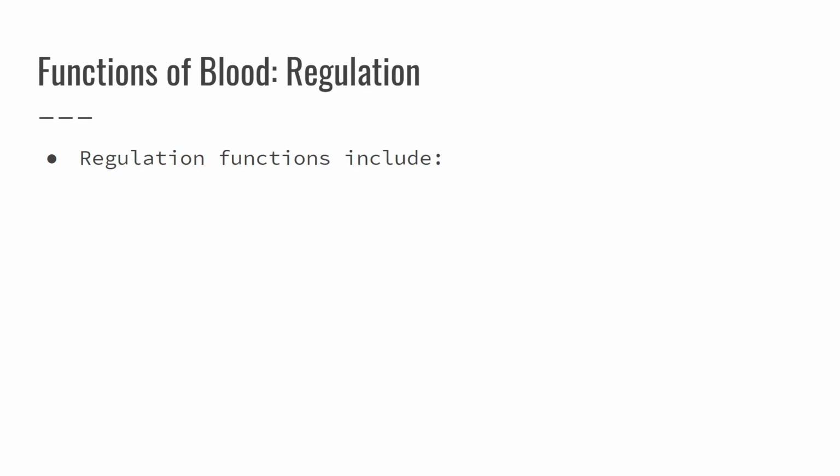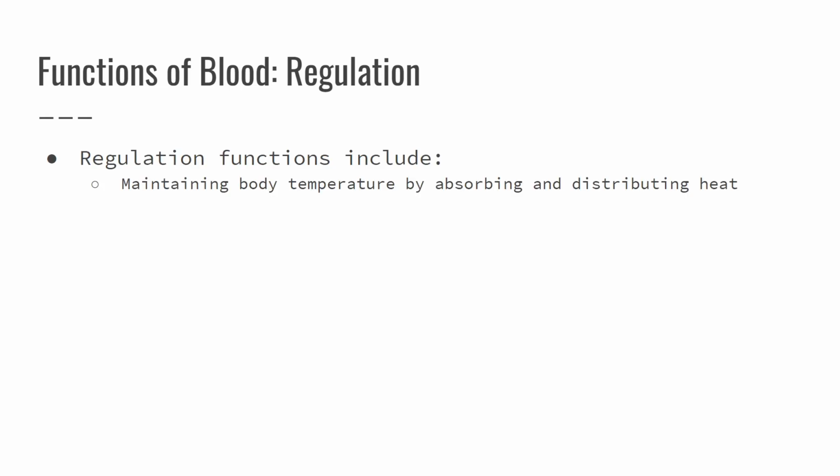All right, regulation. Regulation functions: maintaining body temperature by absorbing and distributing heat. We touched on this a little bit during the integumentary system. One of the functions of skin was to help heat us up or cool us down. Or if you're like me, my face gets super red when I'm hot. The reason is that all of my blood vessels are dilated, like they're open wider to be able to release more heat. Or if I'm cold, I look pale because they're constricted.